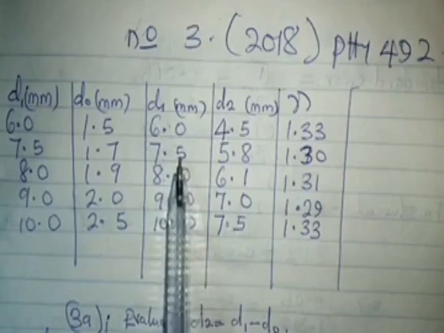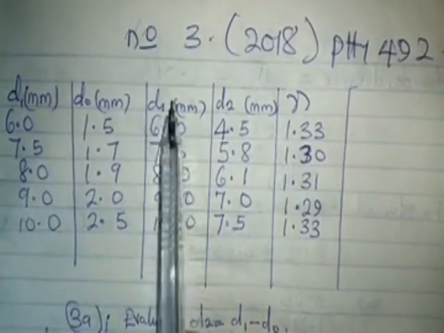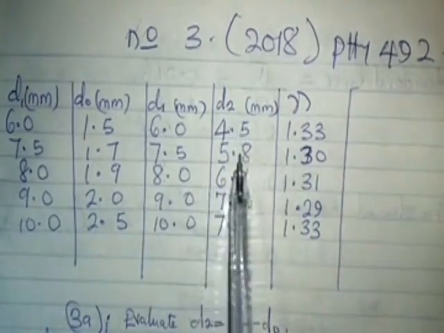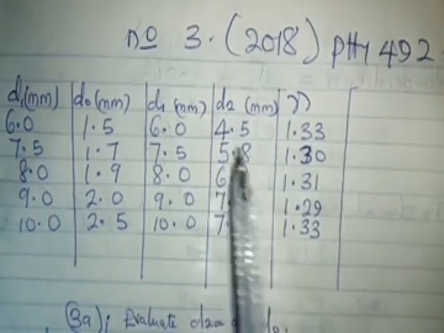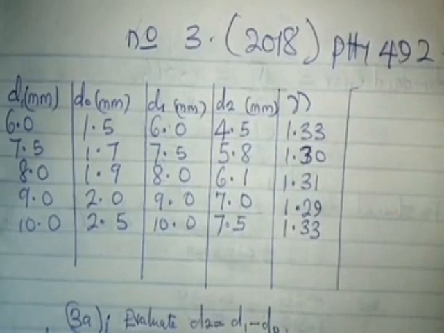D sub 1, D sub 1, they are the same thing. This is a column. This was not given, I added this column. This column was also not given, I added the column.